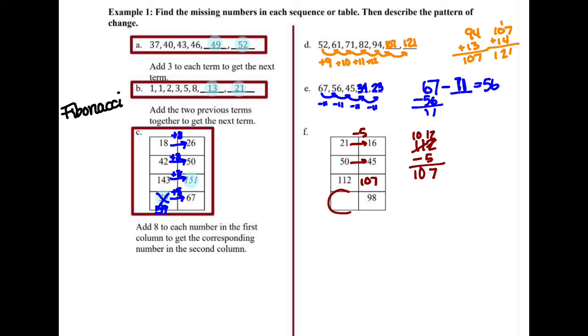Now, what number do we subtract 5 from to get 98? You do the opposite. You add 5. Do the inverse operation to go the other direction, right? So 13 and 10. So 103. And that is the end of Objective 1.